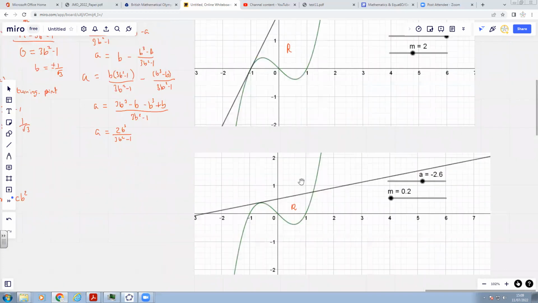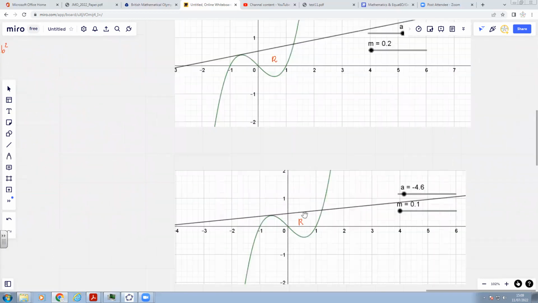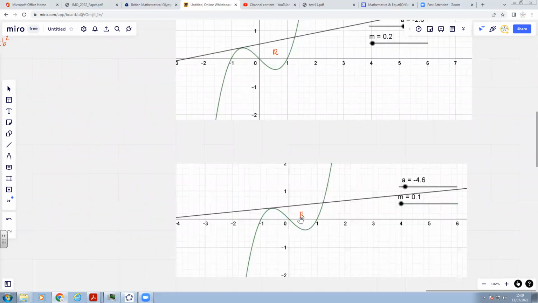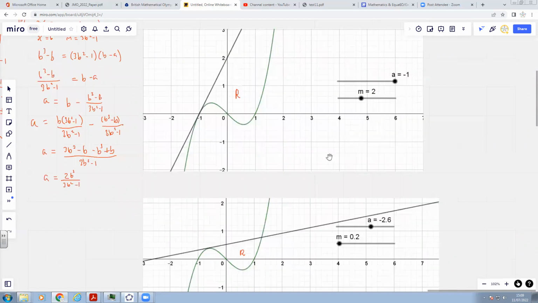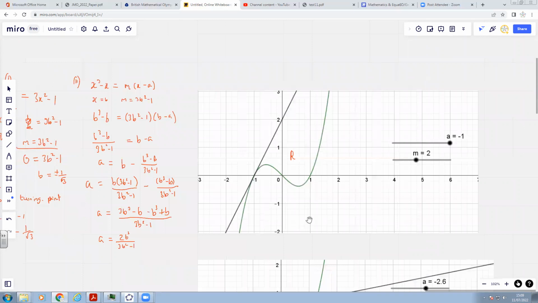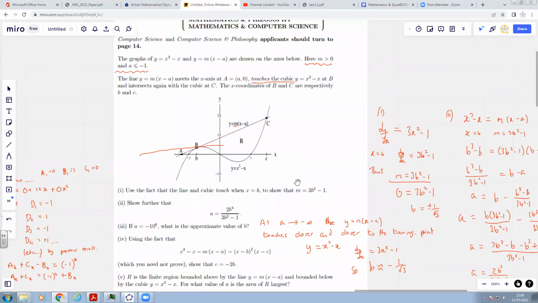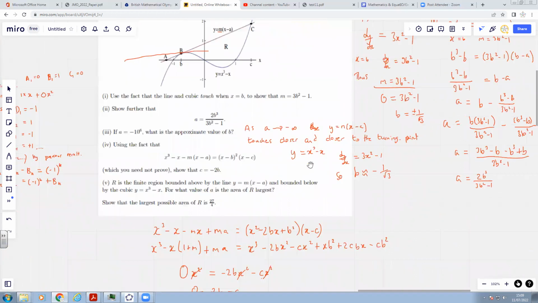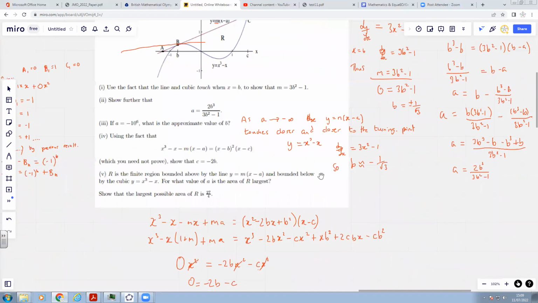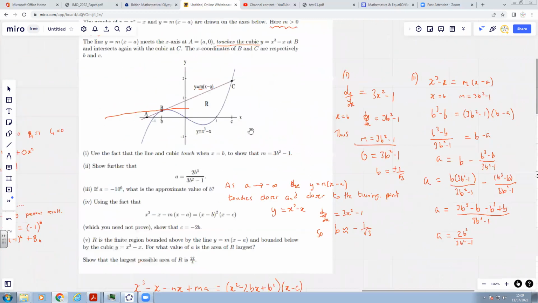Now look at this. These are the possibilities as A becomes more and more negative. Obviously, R is just getting smaller and smaller here as A gets more and more negative. It's at its largest area when A is at minus 1. Now you might think, well, where did I get the M is 2 from? I got it from M equals 3b squared minus 1. Essentially, I got it from that. Well, once I plugged all these values in, let me show you what I mean.